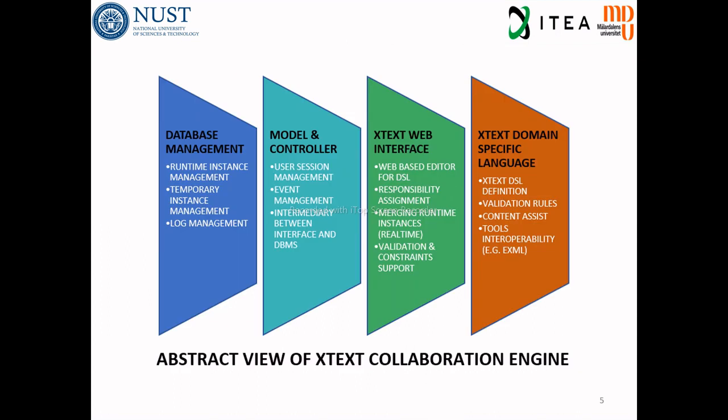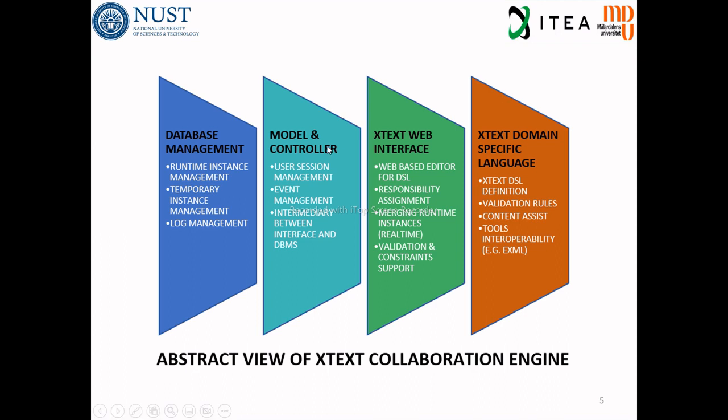So this is an abstract view of the xtext collaboration engine. These are the four layers, in which the first layer is based on the xtext domain specific language. Here the definition of the DSL has been done, along with the validation rules, content assist, and other tools interoperability like exml. Then we have the xtext web-based interface, where we have a front end of our web-based editor; responsibility assignment, real-time merging of instances from all other users, validation and constraints are defined at this place.